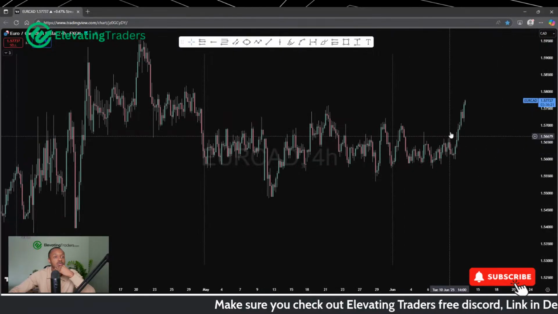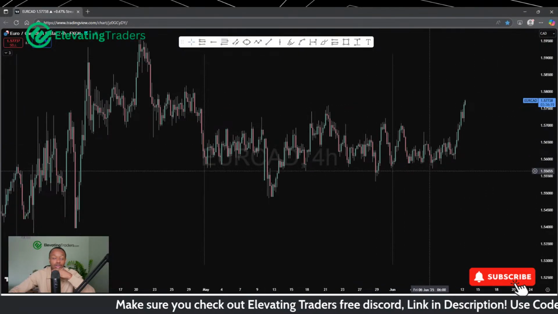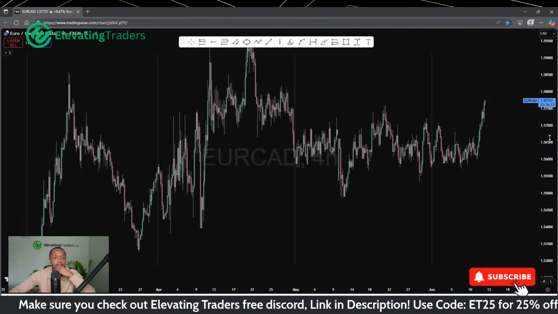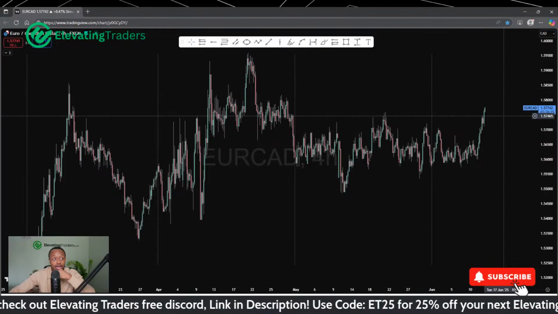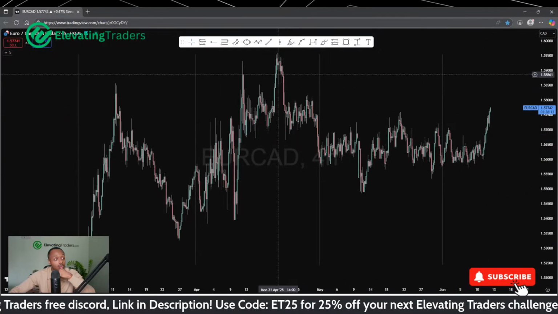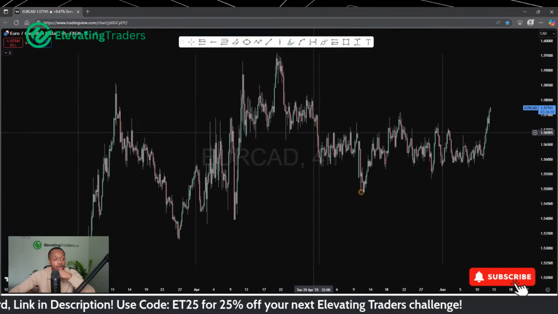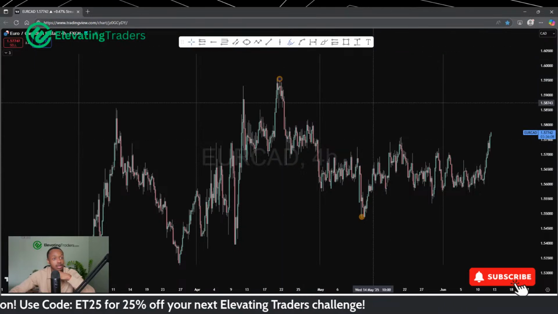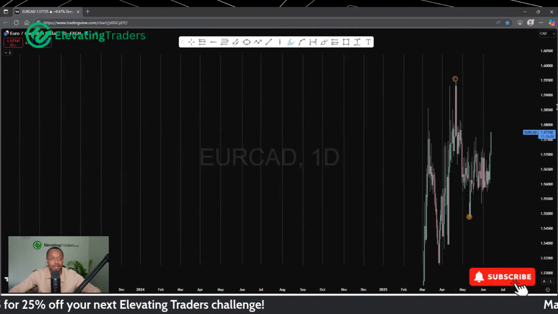So this price action here is new to me. I thought we were still consolidating, to be honest. Yeah, big break to the upside. EuroCAD is looking interesting. It looks like we are possibly forming another higher low here to go and attack the highs again. After all, EuroCAD is still bullish on the higher time frames.